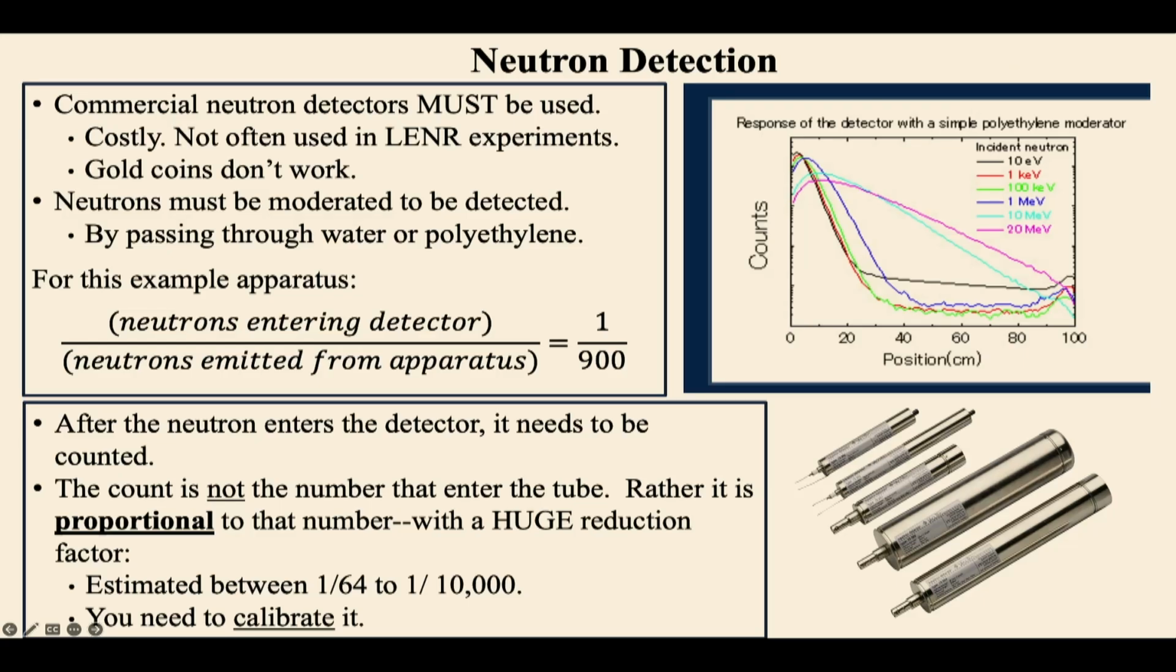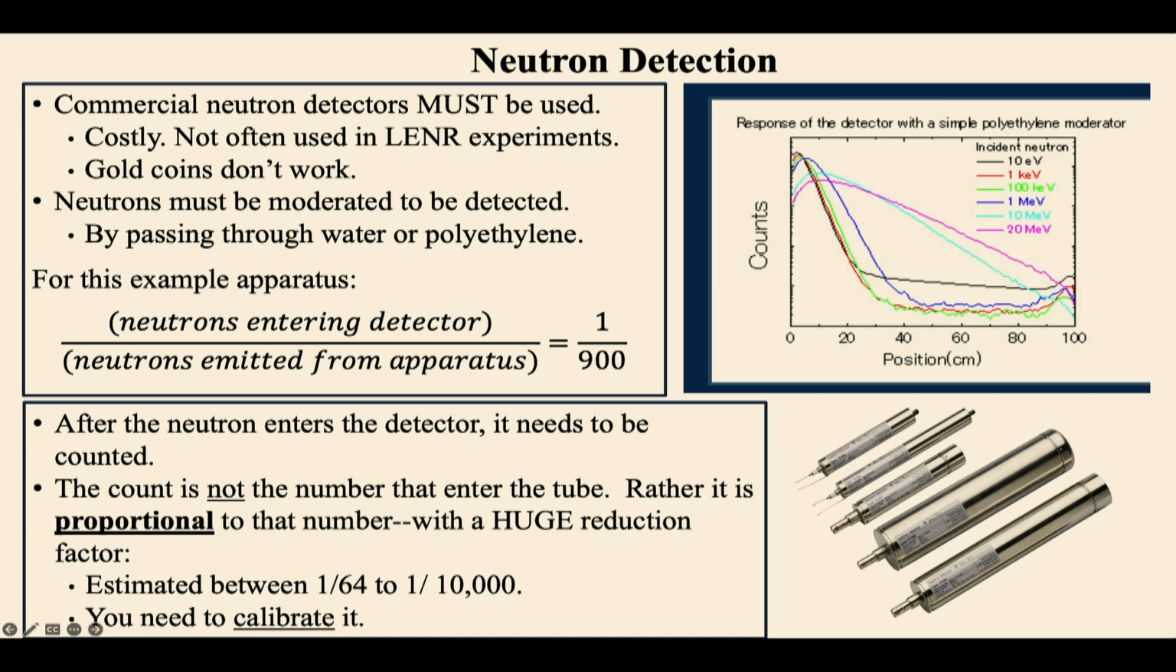Neutron detection. Commercial neutron detectors must be used. They are costly and, as a result, not often used in LENR experiments. Let me tell you, gold coins do not work. Please do not use a gold coin and think that you're going to be detecting any neutrons. Neutrons must be moderated first in order to be detected, and that is done by passing them through polyethylene.